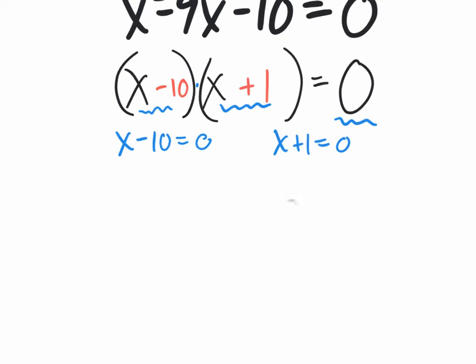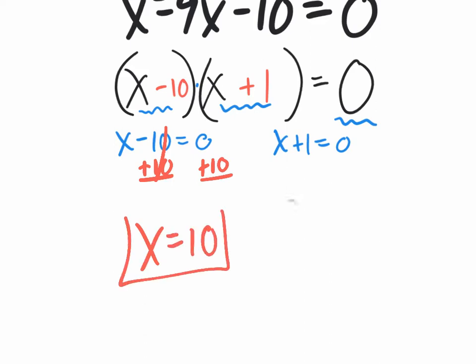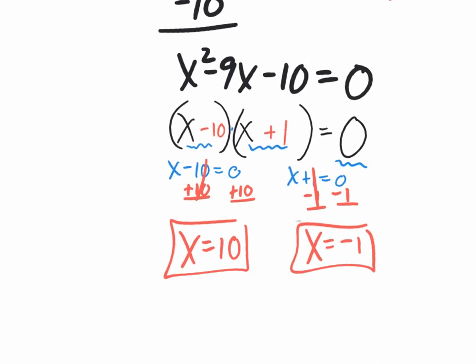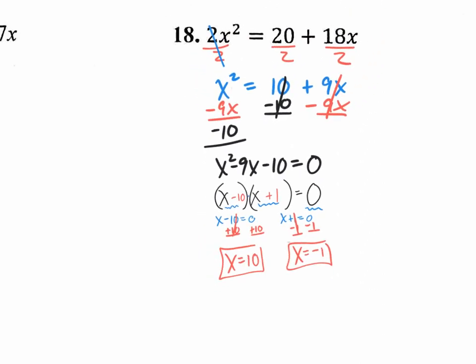So we're going to solve both of these. Add 10 to both sides, and you will get x equals 10. That's one answer. Subtract 1, you'll get x equals negative 1. That's another answer. So those are your two answers for number 18.